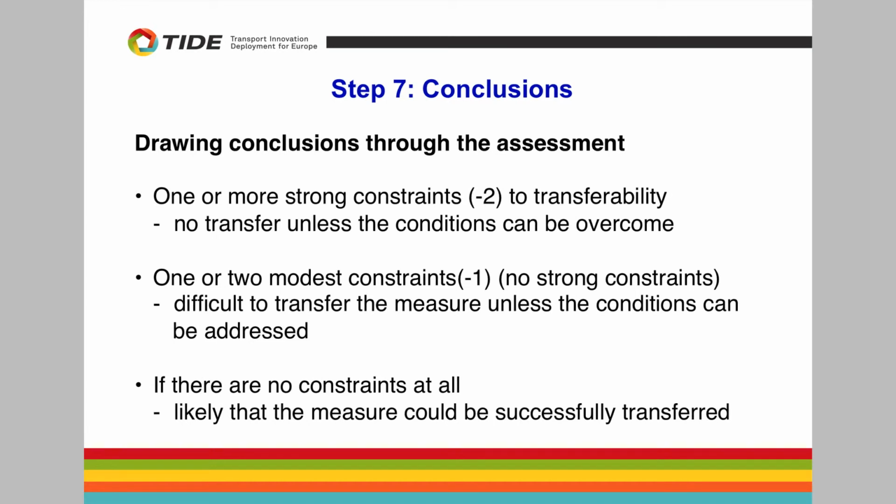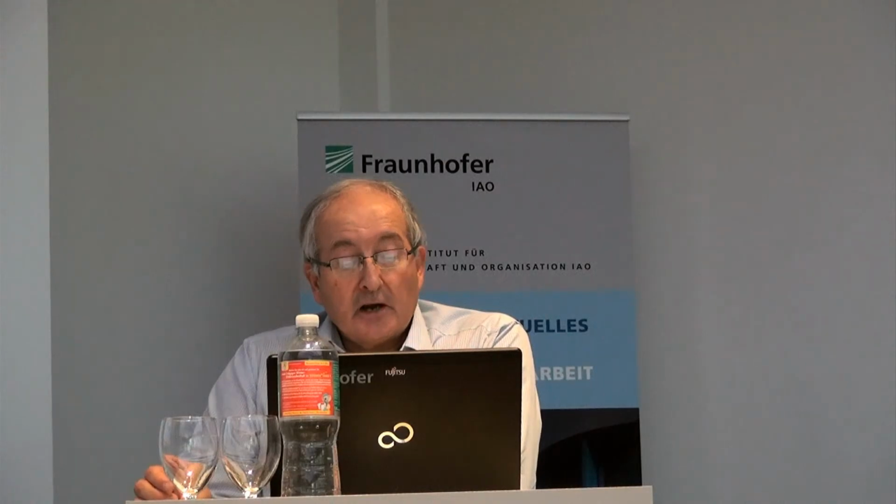And then you could draw some initial conclusions. Obviously, if you finish up with a table full of -2s, then you really are in a lot of problems for transferability. I think the conclusion would have to be you can't really transfer this at the moment until you can overcome what's causing all these minuses in your table. With one or two modest constraints, possibly there's a way of dealing with them, but that needs more work. And then hopefully, if there are no constraints, the measure could be transferred.